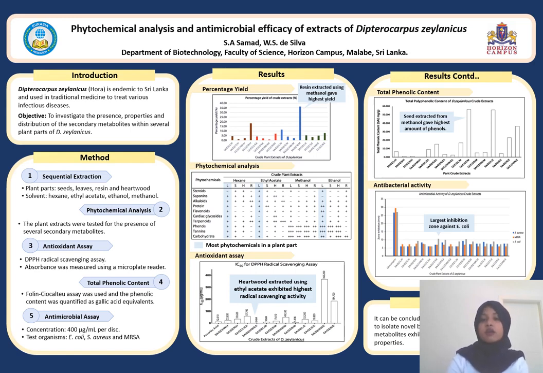So it can be concluded that Dipterocarpus zeylanicus contains medicinal properties like antibacterial activity and antioxidant activity, and it can also be used as a source to extract different phenols. So the secondary metabolites within the plant which are responsible for exhibiting these medicinal properties can be isolated and purified and used in medicine.